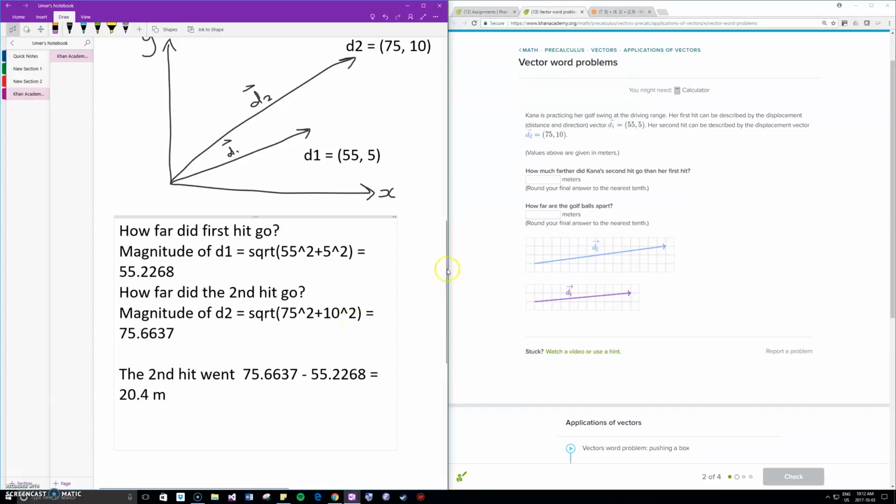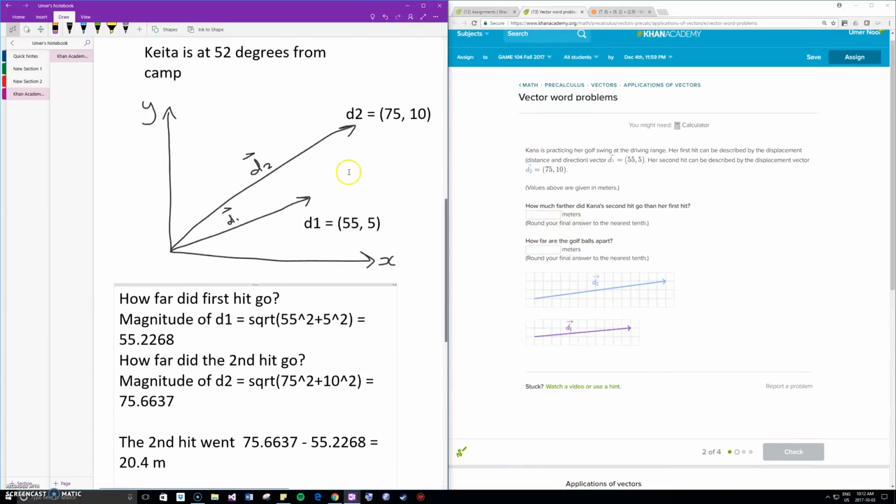How far are the golf balls apart? Okay, so to figure that out, we want to look at this vector here. I'll call this difference. This is my difference vector. So I've got it going from the first hit to the second hit.